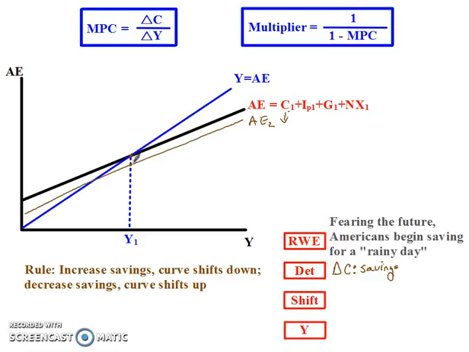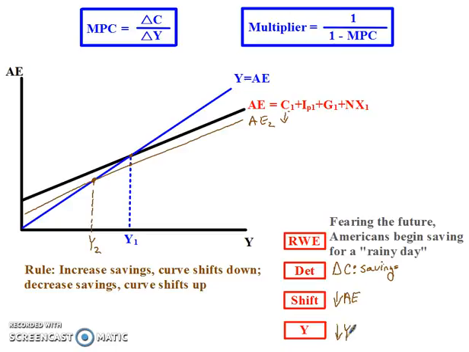Inventories would begin to pile up. That would cause companies to begin reducing production until we get back to a new equilibrium where the new aggregate expenditure curve intersects the 45-degree line. That's where production is equal to spending, and that will be our new equilibrium gross domestic product. So we would say that the aggregate expenditure curve shifted down in response to the increase in savings, and that would cause a decrease in the gross domestic product.